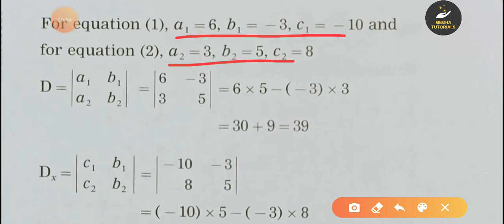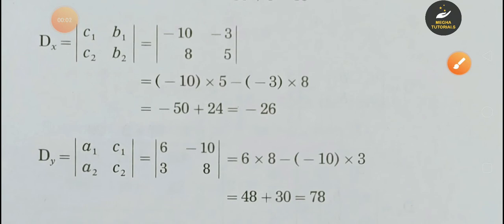So d is a1, a2, b1, b2. You have to remember this: d, dx and dy. So d is a1, a2, b1, b2. We have to substitute the values in this determinant. So 6, 3, minus 3, 5. After solving you will get 39. Okay. We solve the determinant normally: 6 into 5 and minus 3 into minus 3. So you will get 30 plus 9, 39.